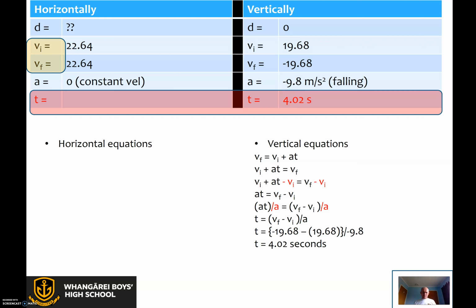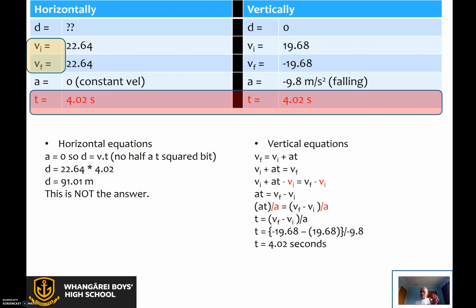We also know that it's the same time for horizontal. Very useful. Now we can do d equals vit plus a half at squared, but we know a is 0. So we don't have to have half at squared, because half times 0 times t squared is going to be 0. D is just vt, like year 10 work. D is 22.64 times 4.02, and that turns out to be 91 meters-ish, and that is not the answer.